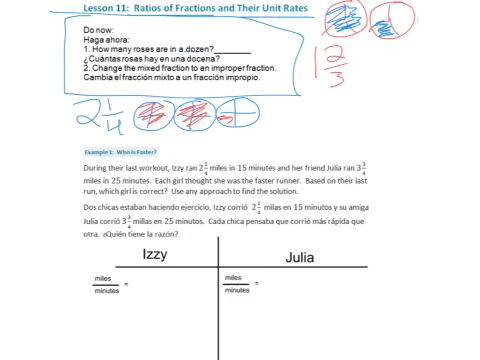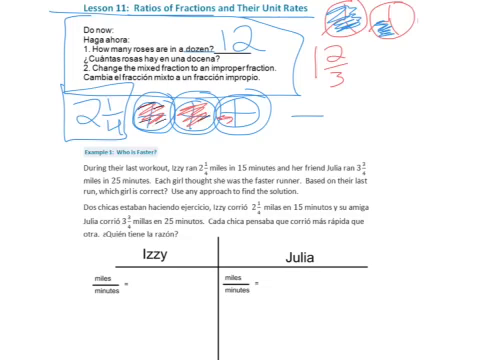How many roses are in a dozen? Well, a dozen sounds like the word doce, and in Spanish, doce means 12. So there are 12 roses in a dozen. Change the mixed fraction to an improper fraction. So we're going to start with 2 1/4. 2 1/4 was drawn as 2 wholes and 1/4 of a whole. So altogether, how many little pieces do we have? We have 1, 2, 3, 4, 5, 6, 7, 8, 9. And each of those little pieces is a fourth of the circle.